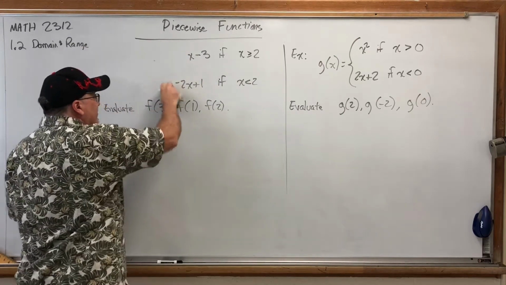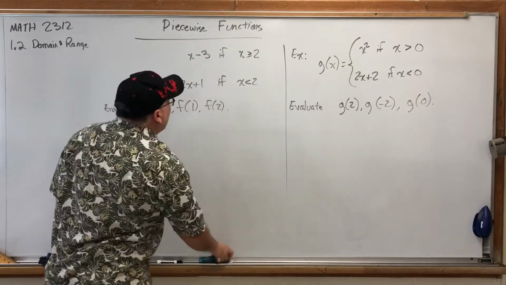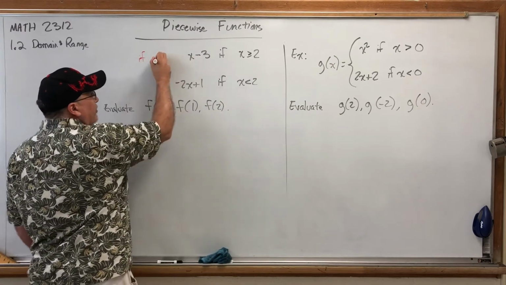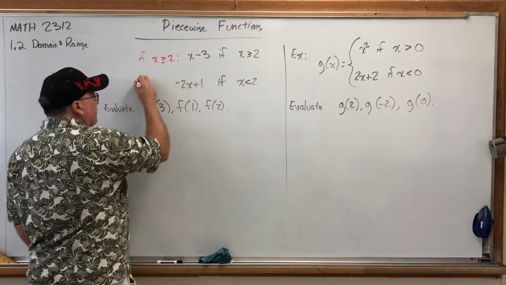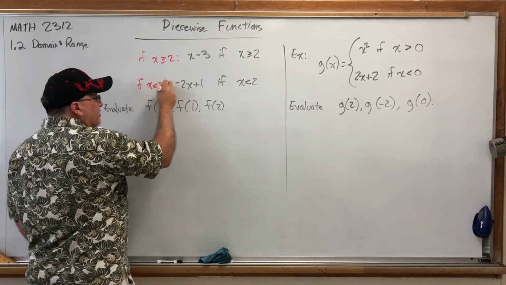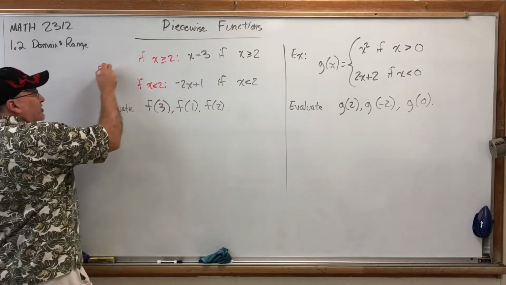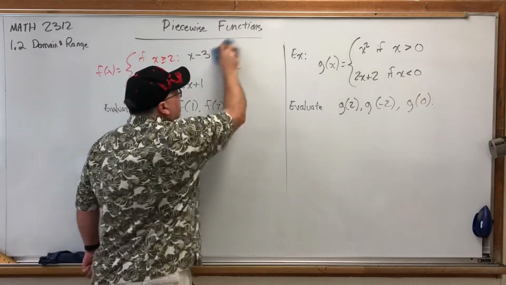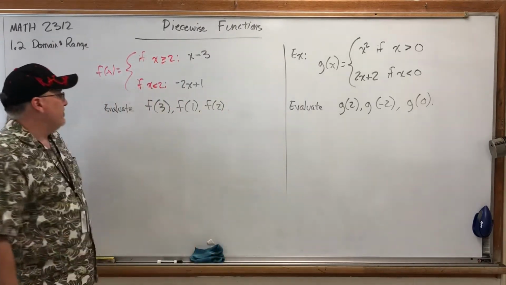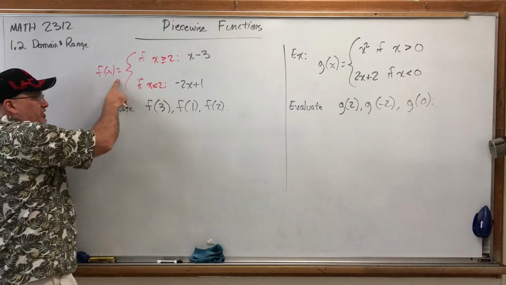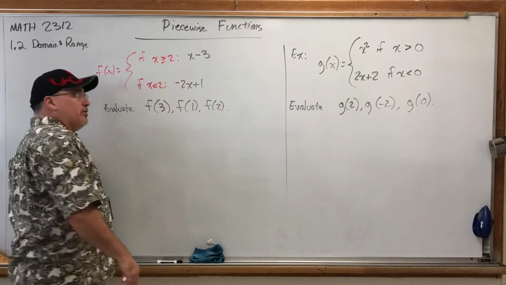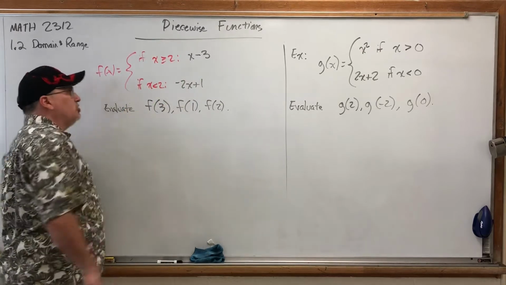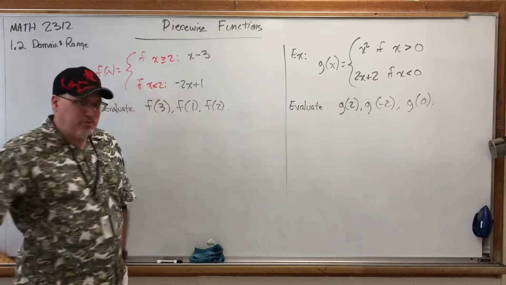But if I had invented the notation, I would not have put the condition at the end of the function. I would have put the condition at the beginning. Meaning, it would have looked something like this. And again, this is my own personal preference. I would have written the function f of x equals, if x is greater than or equal to 2, it equals x minus 3. If x is less than 2, it equals negative 2x plus 1.